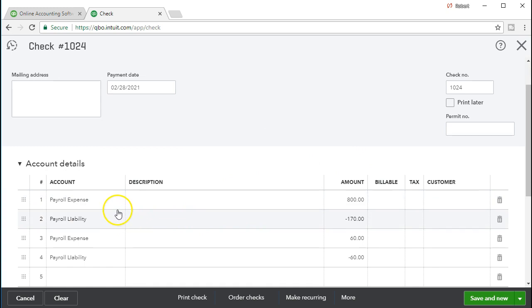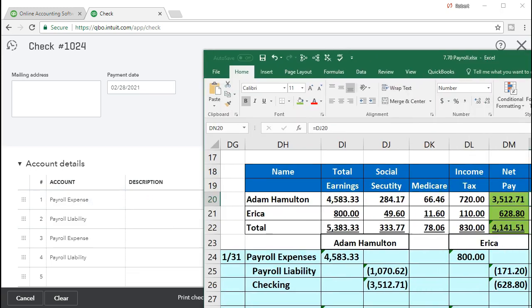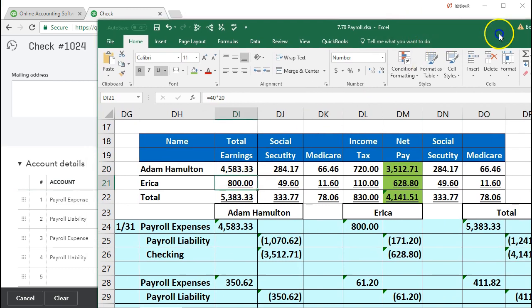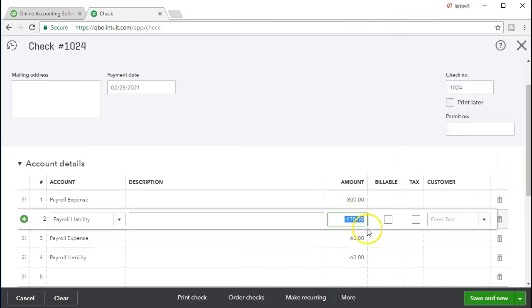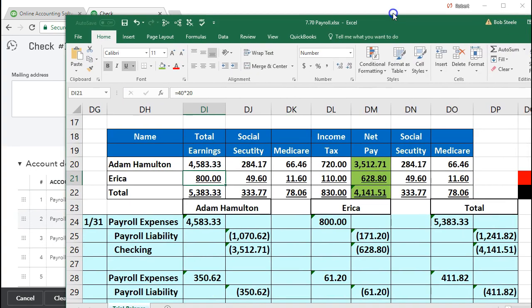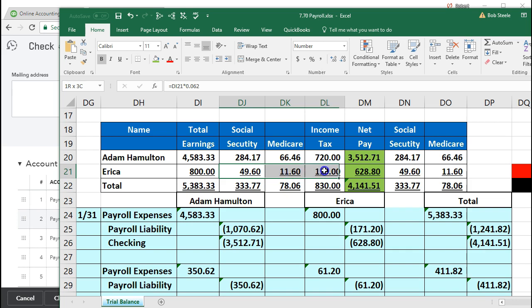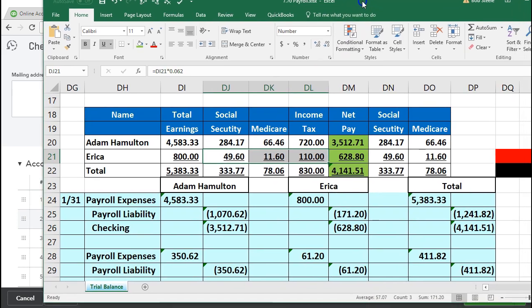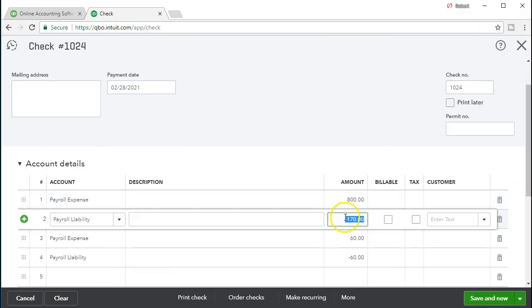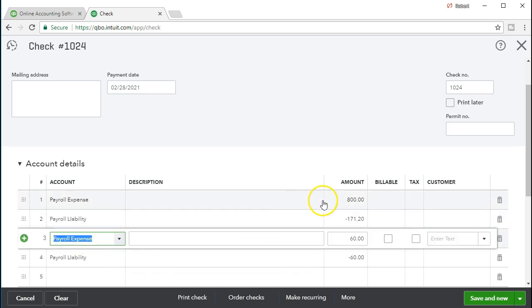And once again, it's trying to guess what we want to do. It's saying this is what you did last time, and it probably will be much the same this time, but let's go through that. We're going to say the payroll expense, that's how much Erica earned, 800. That looks good. And then we're saying that we took out the liability of 170. Now, I believe it's slightly different. We've got Social Security, Medicare, and income tax at this time, which is 171.20. So we're going to change that. I'm going to say that this is going to be 171.20, and that would give us our net check, and that would be it.